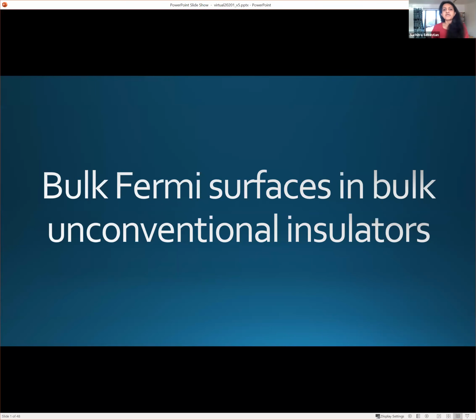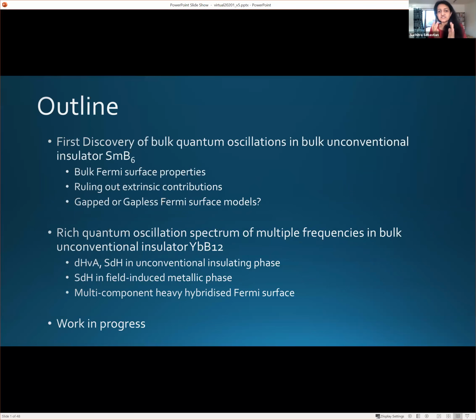Okay, that's the outline. So I'll talk about the discovery of quantum oscillations in samarium hexaboride, ruling out extrinsic contributions and how we can separate between gapped and gapless models. I'll then talk briefly about the rich quantum oscillation spectrum of multiple frequencies in the bulk unconventional insulator YbB₁₂, and talk about the hybridized Fermi surface that is seen in the field-induced metallic phase. And then I might put one slide up about our work in progress since then.